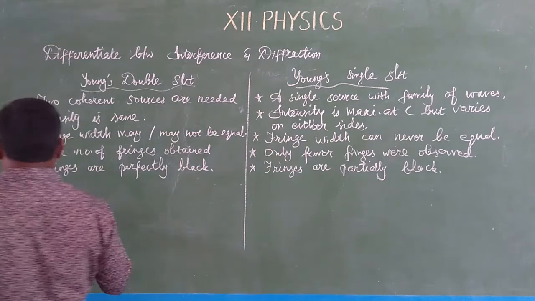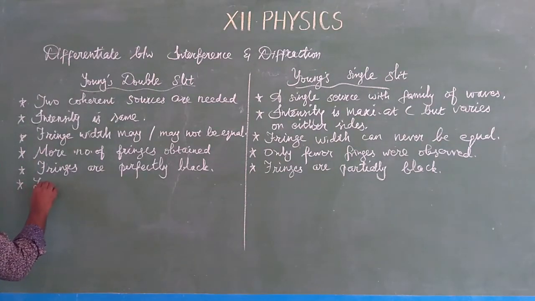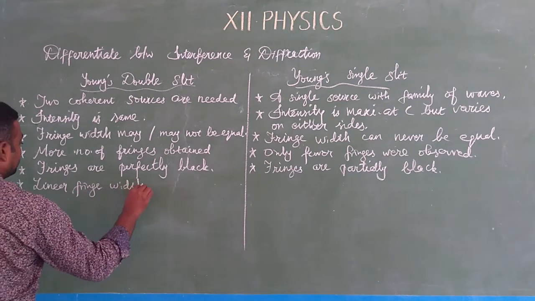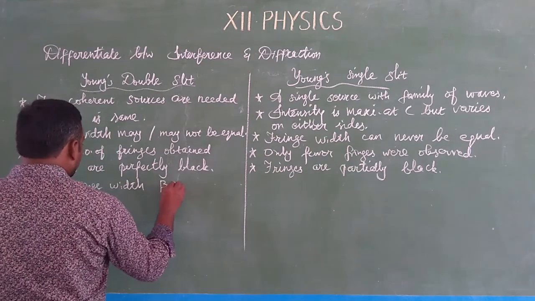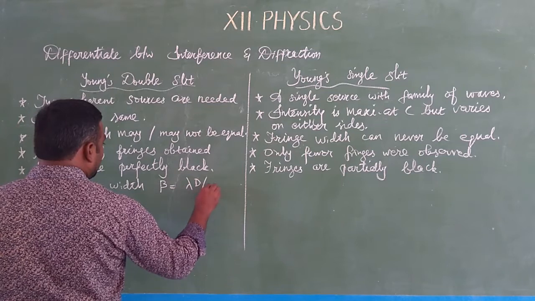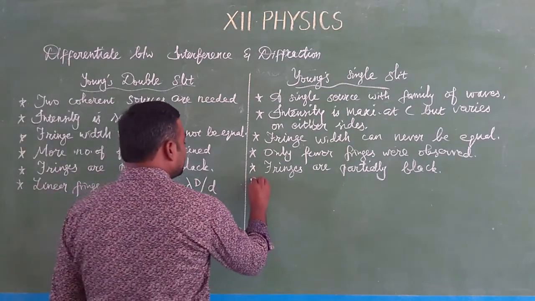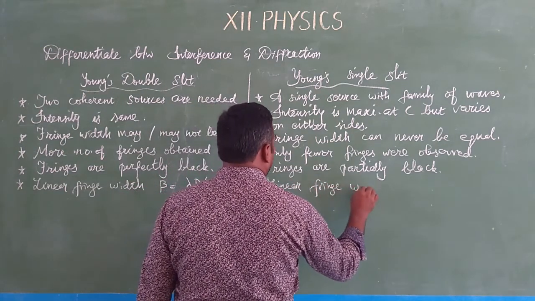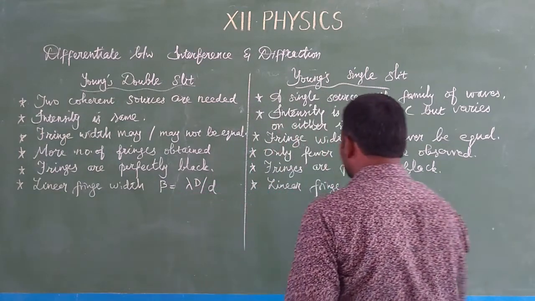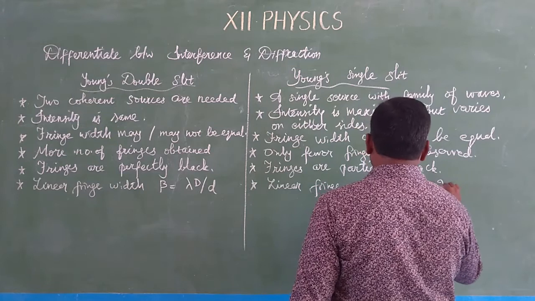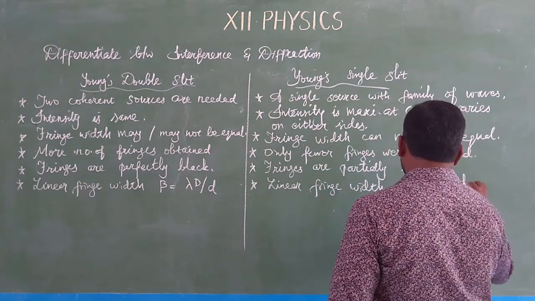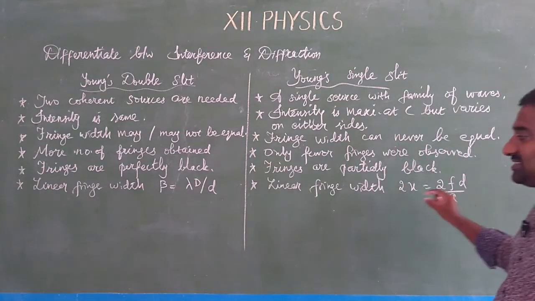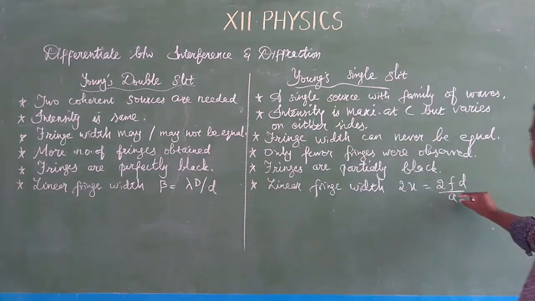The next, about the linear fringe width and angular fringe width. The linear fringe width, we already know, is beta equal to lambda D by d for a double slit. But in the case of the single slit, the linear fringe width is 2x equal to 2 lambda D by a. What is a? The width of the slit. This is the width of the double slit, and this is the width of the single slit.